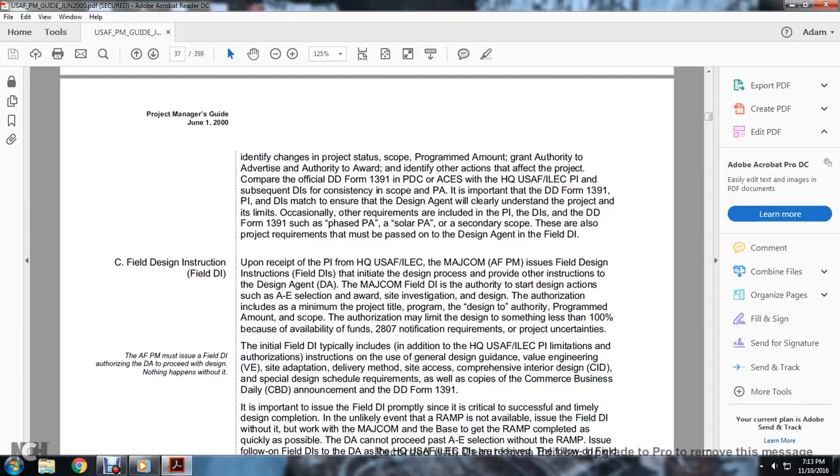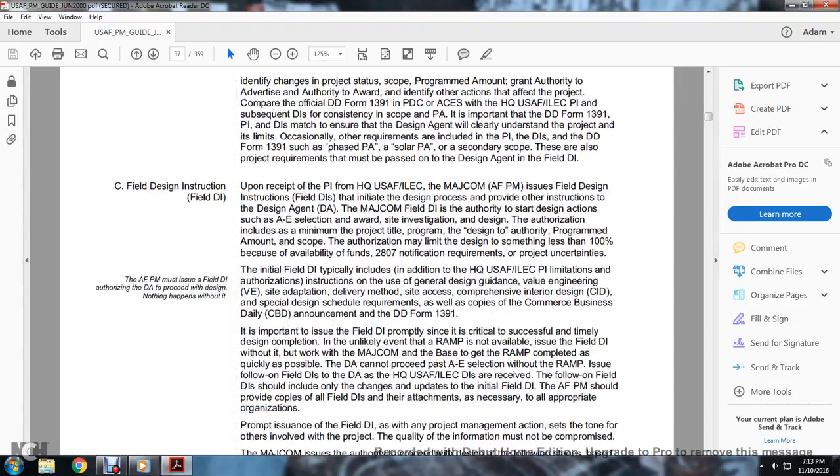The Air Force Program Manager must issue a field design instruction to authorize the design agent's program to proceed with the design. Nothing happens without it. The initial field design instruction typically includes the addition of the headquarters of the U.S. Air Force Instruction and Engineering Corps, and elimination of authorities, limitations and authorizations, including the general design guidance for value engineering, site adaptation, general delivery method, site access, comprehensive interior design, and special design schedule requirements, as well as copies of the Commerce Business Daily announcement and Department of Defense Form 1391.